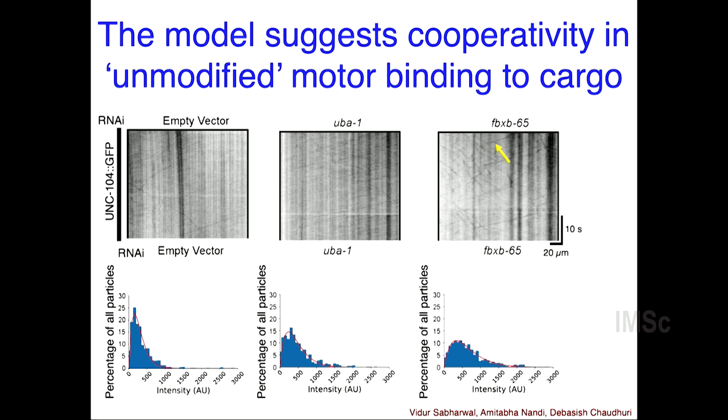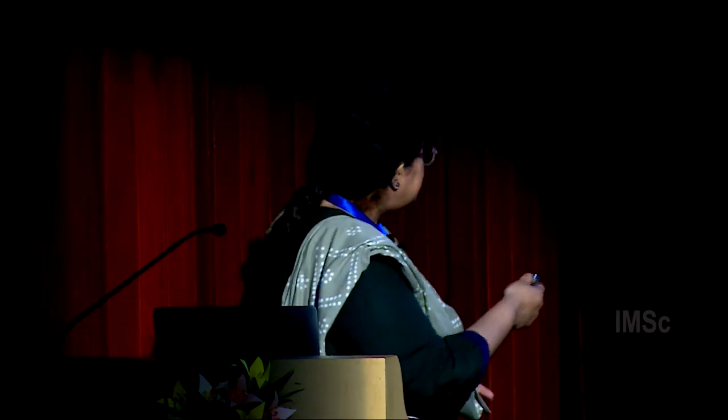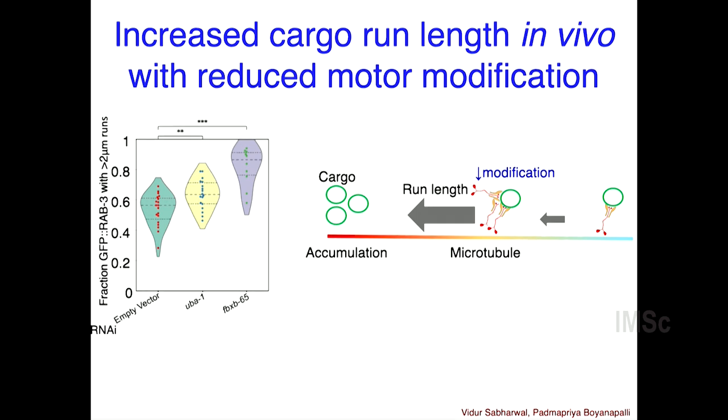So what would you expect would happen when you had very many more motors on the cargo surface? What you expect is that the motor will walk further before it falls off the microtubule, simply because you have many, many more engines. And the answer, indeed, is exactly what we saw. What we suspect is there are fewer motors normally. When you get rid of this particular modification in this particular gene, we think there are many more motors on the cargo surface as supported by our imaging with the motors. And what we see is the cargo now begins to walk much, much further.